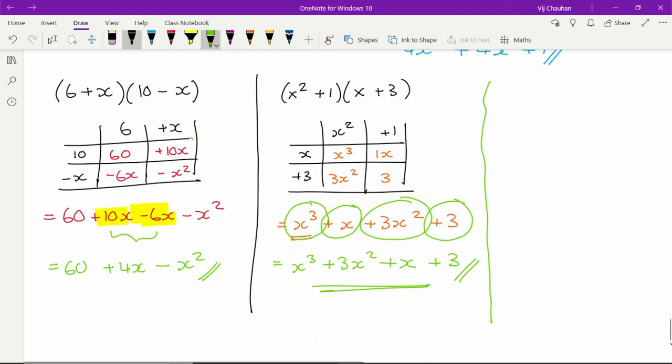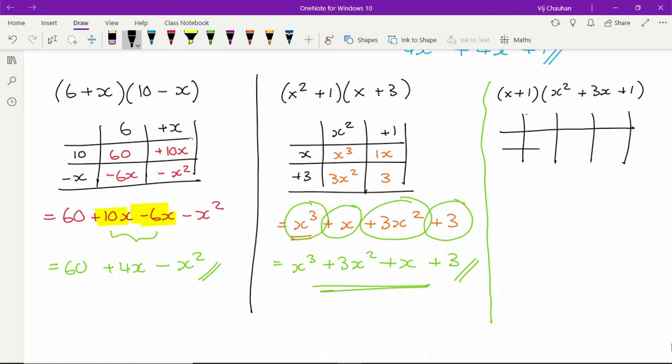The next thing that also comes into question is what happens if you had x plus 1, and then let's say you had x squared plus 3x plus 1. Now again, if I was to use a grid, then that's absolutely fine. So let's just set this up. Now because I've got 3 terms in one bracket, it means I'm going to have that one going across on my horizontal bars. Let's get the colour pen. So here I've got x plus 1, and then I've got x squared plus 3x plus 1.